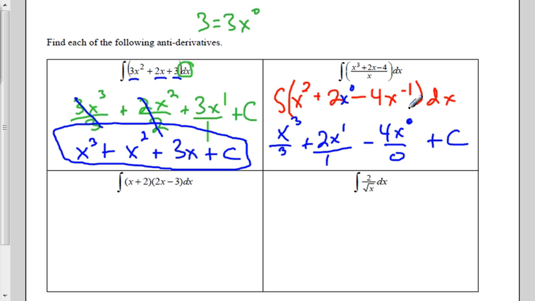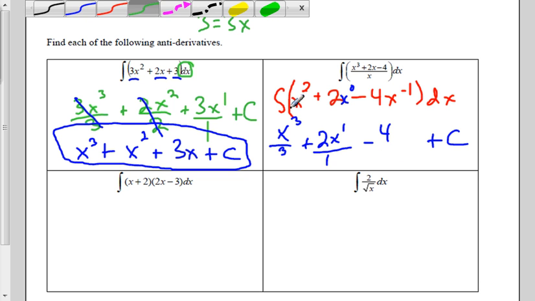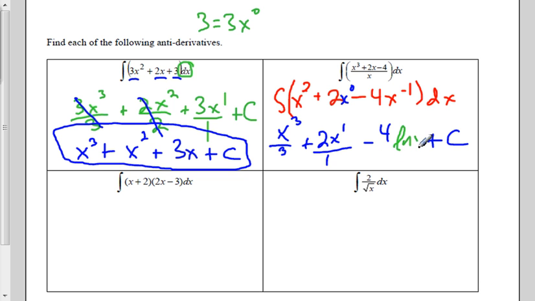So this negative 4x to negative 1, when I add 1 to the exponent, that's 0, and then I divide by 0, that's going to be a problem. So anytime we get this x to the 0 over 0, this is going to become a natural log situation. And we'll talk about this in 1 second. So this would be the natural log of x, and we'll rewrite this in a second.